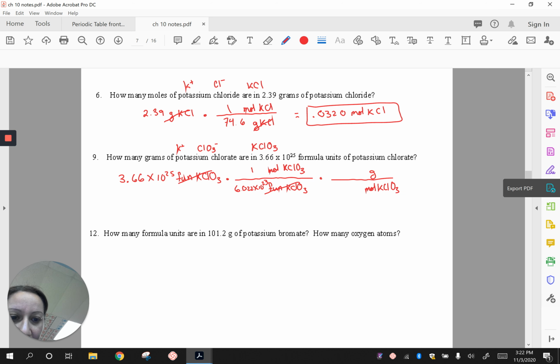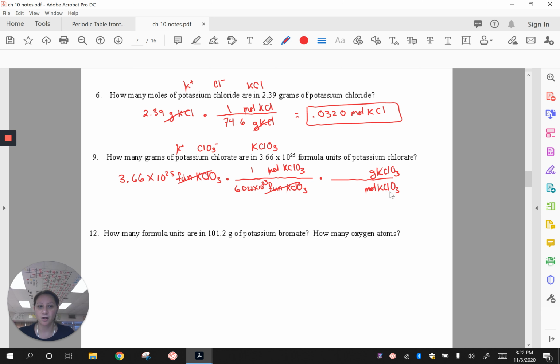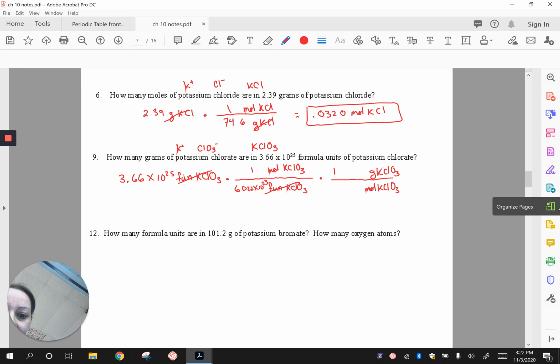And I'm going to put grams of KClO3 here. To link between moles and grams of the substance, you want to use the molar mass. So we're going to add a potassium, a chlorine, and 3 oxygens. Each potassium is about 39.1, a chlorine is 35.5, each oxygen is about 16.0. Add them all together. The molar mass of KClO3 is 122.6 grams.